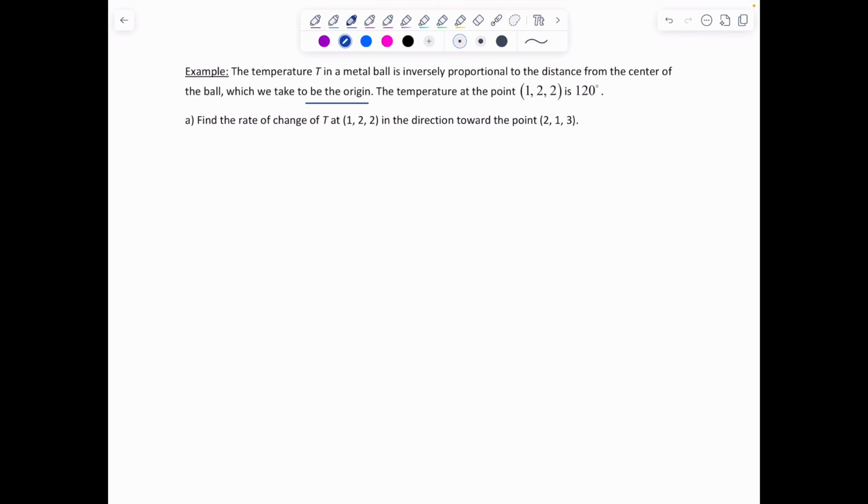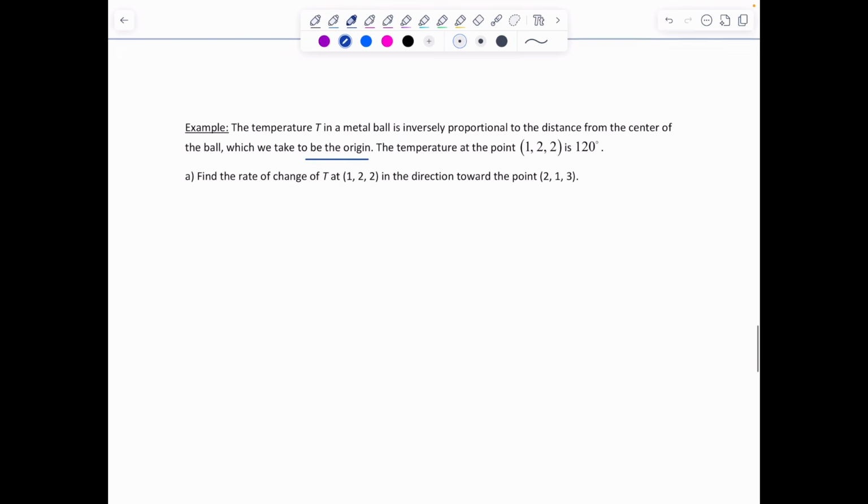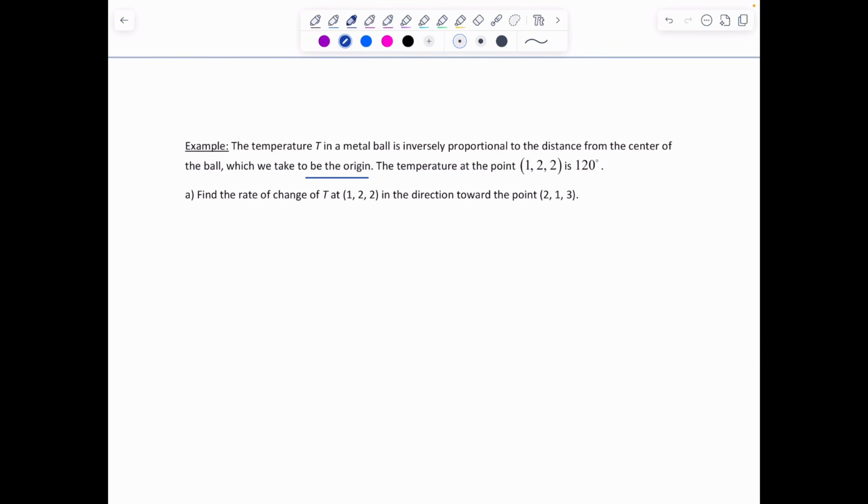Okay, well, you might say, Professor V, what in the world? We don't even have a function. I know, but they gave us enough information to make one. Don't you fret. So the temperature T in a metal ball is inversely proportional to the distance from the center of the ball. So T is inversely proportional. That means it's represented by K, some constant of proportionality, over D, where D is the distance from the center of the ball.